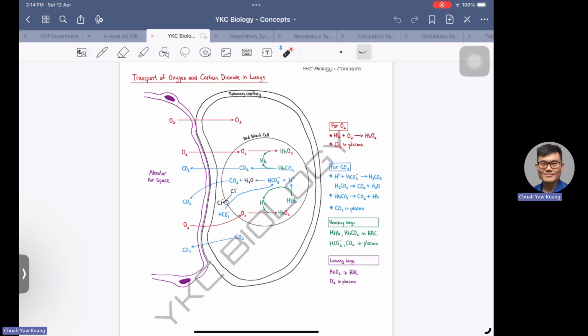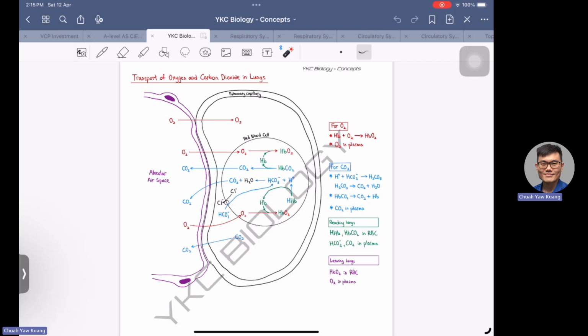Hi everyone. In the previous part 1 video, we have learned the loading of the carbon dioxide and unloading of oxygen in the peripheral tissue. When leaving the peripheral tissue, the red blood cells are loaded with the hemoglobinic acid, HHb, and also the carbaminohemoglobin in the red blood cell, and the bicarbonate ion and carbon dioxide in the plasma.